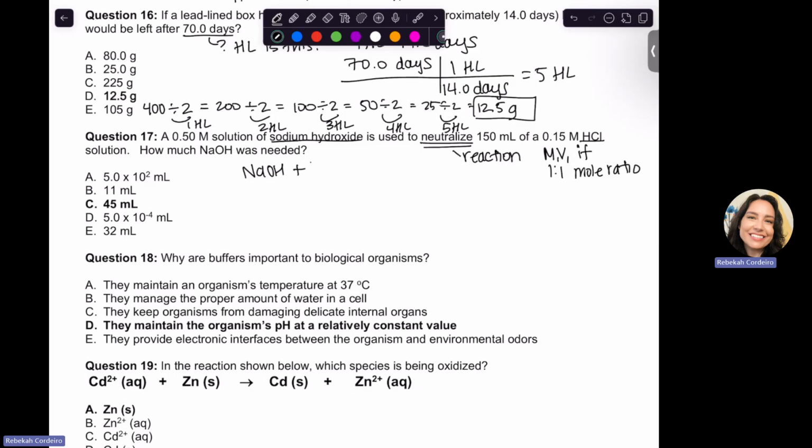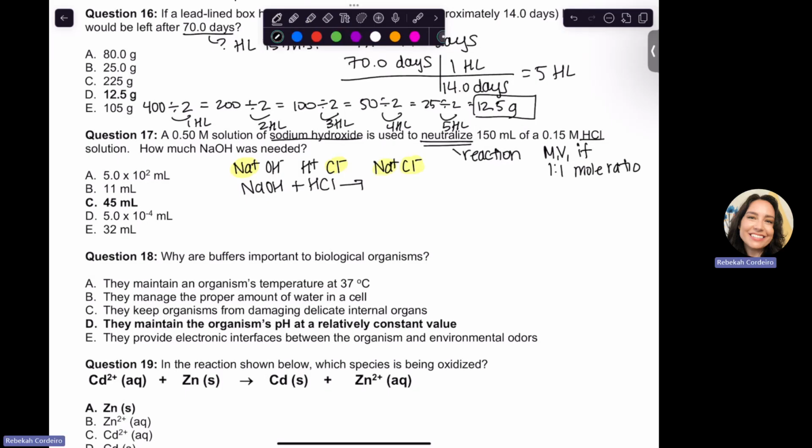hydrochloric acid is HCl, and we're going to write a chemical reaction. We're going to take our sodium, and we're going to put it with our chlorine. And remember, when we're doing these, we're thinking about those ions. Let me write the ions out. So sodium ions, hydroxide ions, hydrogen and chloride. We're going to put the sodium ion with the chloride ion on the right side. And because it's a 1-to-1 ratio, we get NaCl.